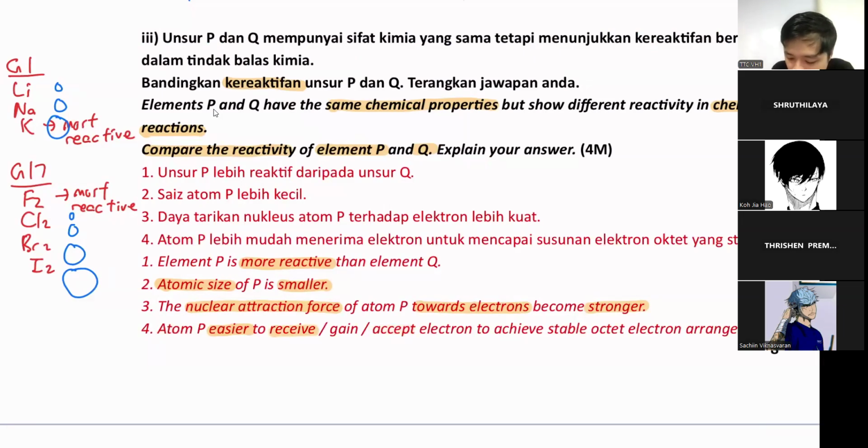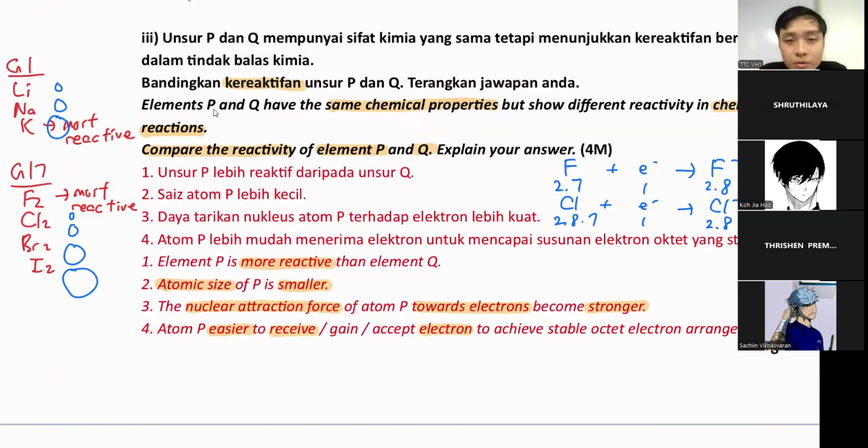I can say receive electrons, same. To achieve a stable octet electron arrangement. Because in this case, F from 2.7 will receive 1 electron to become 2.8. So it becomes stable. Same thing, actually, as Cl. It should also receive an electron to become a negative ion. It's just that F will be easier to achieve stability. It will be easier to receive the electron.